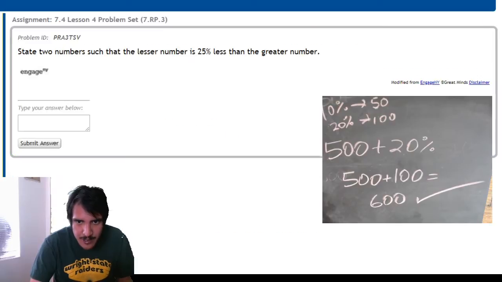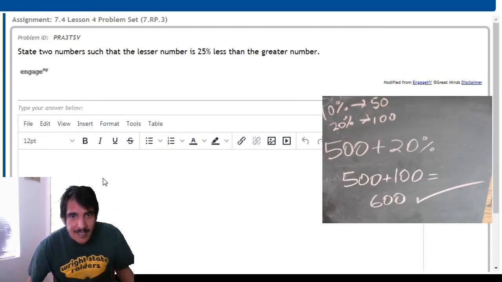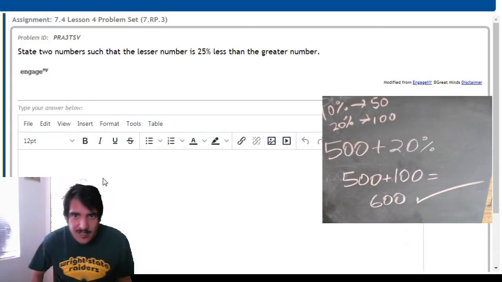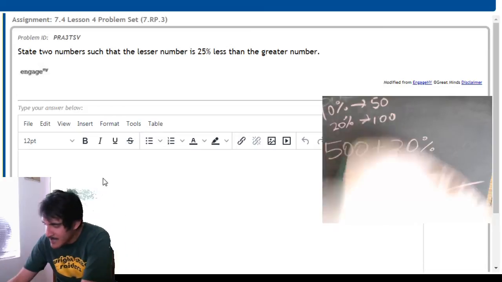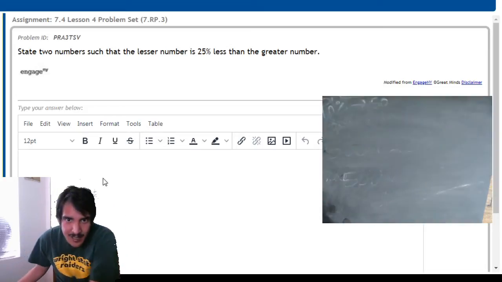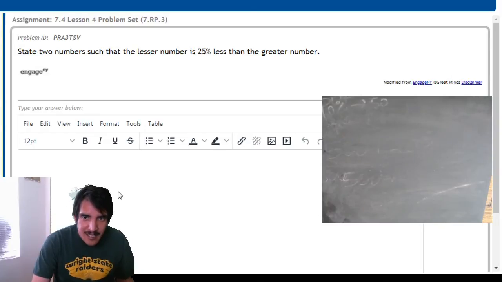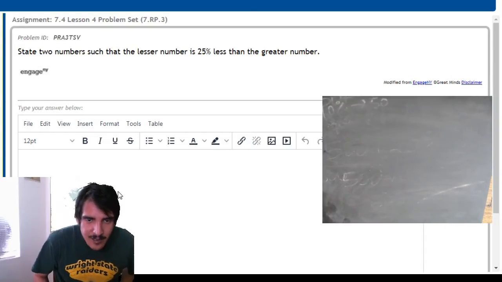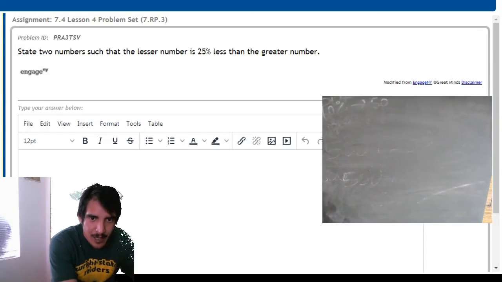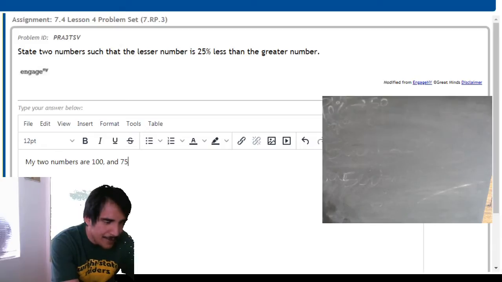That's my explanation. State two numbers so that the lesser number is 25% less than the greater number. Oh, this one's pretty easy. I'm just going to use the easy ones. State two numbers. So I'm going to start with a really easy number. My two numbers are 100 and 75. 75 is 25% less than 100.